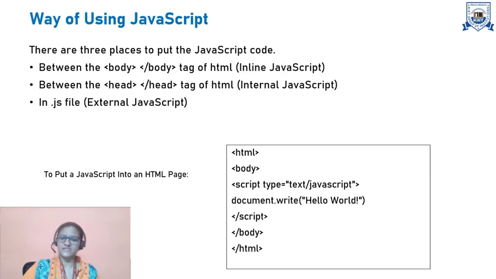Ways of using JavaScript. There are a number of ways we can use JavaScript code. There are three places where we can put our JavaScript code. The first one is between the body tag of HTML, and that is called inline JavaScript. Between the head tag of HTML, it is called internal JavaScript. Not only this, we can create another JavaScript file with the extension .js, and then embed or link it with an HTML page.